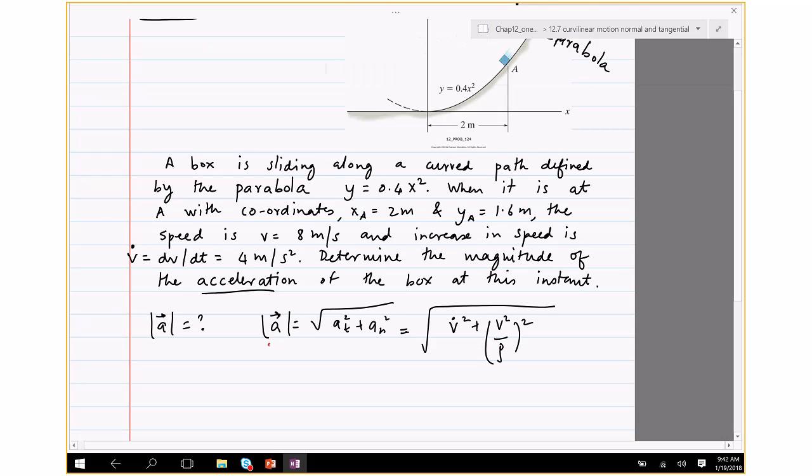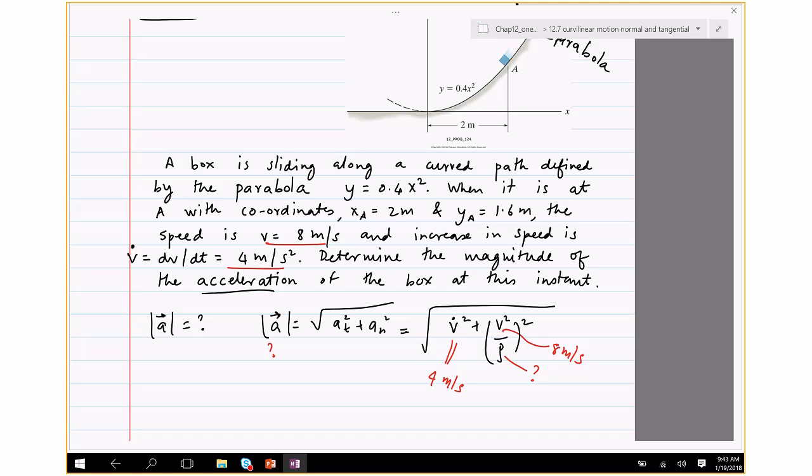Okay, so this is the unknown acceleration. V dot is 4 meters per second square right here. Velocity is 8 meters per second. Okay, so there are two unknowns, the acceleration and rho. So we need to find either of those. Well, we need to find acceleration, but we can only do it if we find rho. So remember, I gave you a formula for rho. This is precisely a question where you can apply the formula.